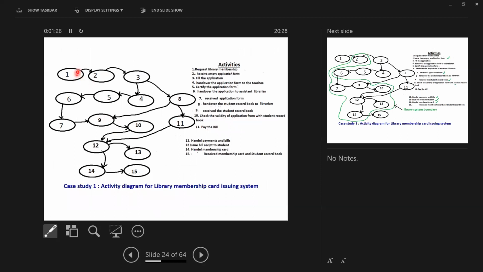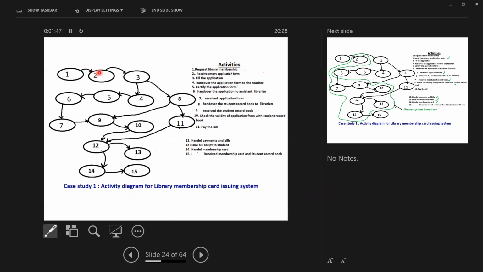Student request the library membership. You have to write everything in words. So that means request library membership. Okay, then you have to overlay. Don't write 1, 2, 3. I just wrote the 1, 2, 3 because I don't have space. So you have to write request library membership, then another arrow.